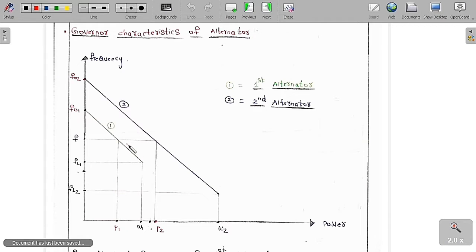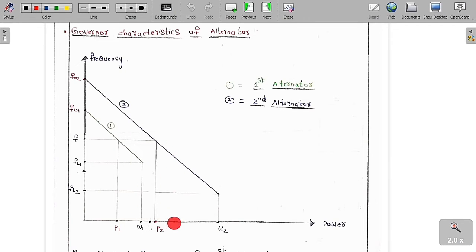Now suppose these two alternators are connected in parallel to share a load. The load has some rating P. Let me assume that the rating of the load is P, so this needs to be given power. Let me assume alternator 1 is going to generate a power of P1 and alternator 2 is going to give a power of P2.